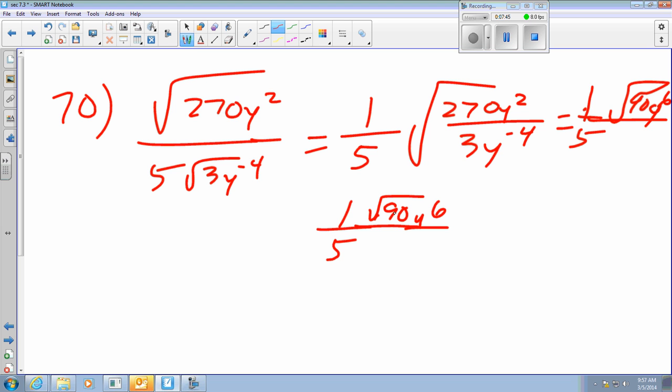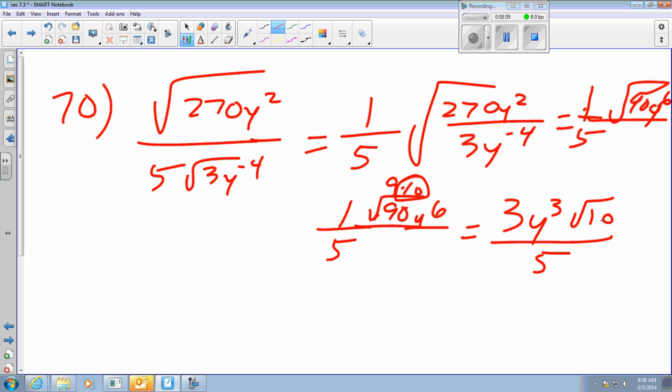Now let's bring out what we can. 90 isn't a perfect square, so I'm going to rewrite it as 9 times 10. Square root of 9 comes out as a 3. 3 times the 1 that was there is 3. Y to the 6th square rooted gives me y cubed. And I have this leftover 10 that I'm going to put back in the radical, all over 5. Can I simplify the 10 under the radical and the 5 outside the radical? No, because one's in a radical and the other one's not. They are not the same kind of numbers, so you can't simplify those.